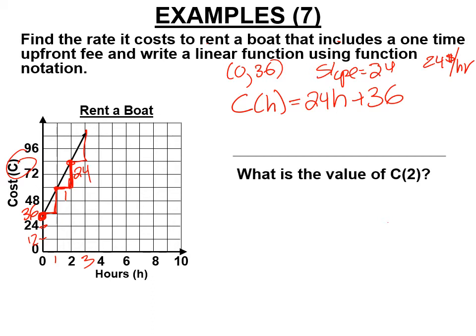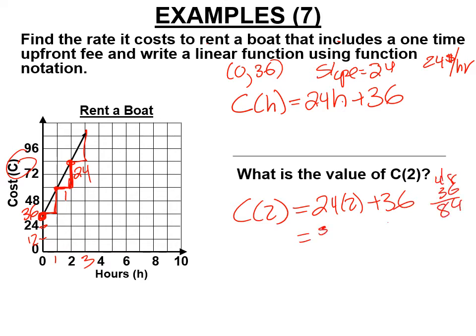What is the value of C of 2? So C, what's the cost at 2 hours? Well, 24 times 2 is 48, plus 36 is, what, $84. So let's make this money. Right, it's $84 to rent that boat. Now, that should be a point on our graph. Let's see. At 2, we're right there. Is that the point (2, 84)? Well, let's see. Is 84 on this line halfway between 72 and 96? Sure is, right? Because we're going up by 12. And it may be, when you do your homework, that you want to fill these in, all right?